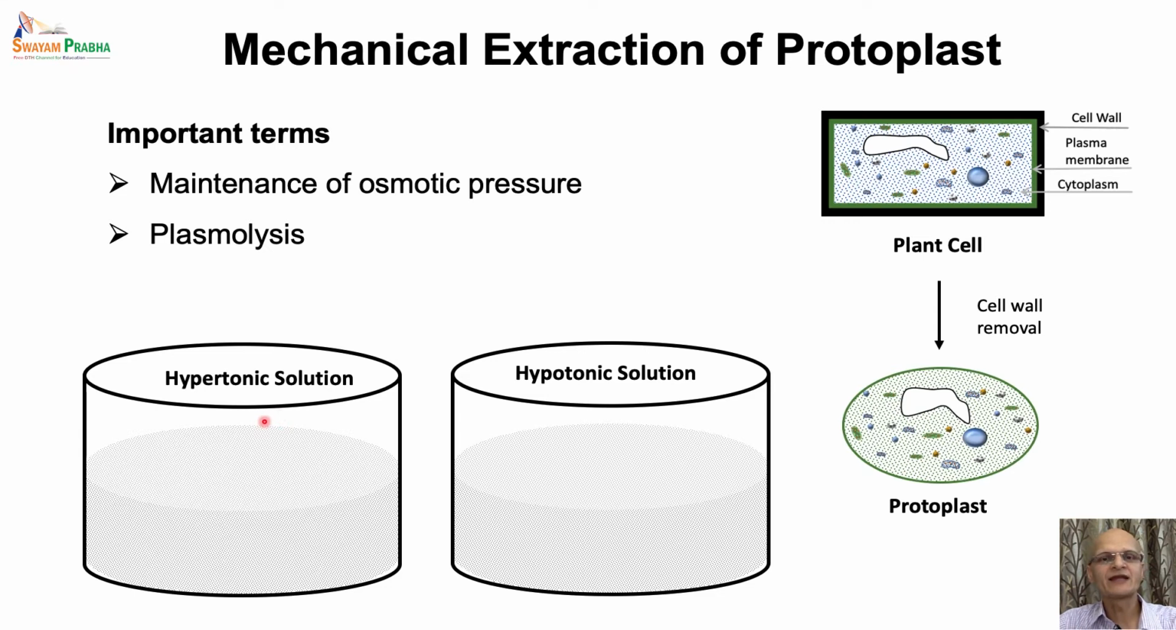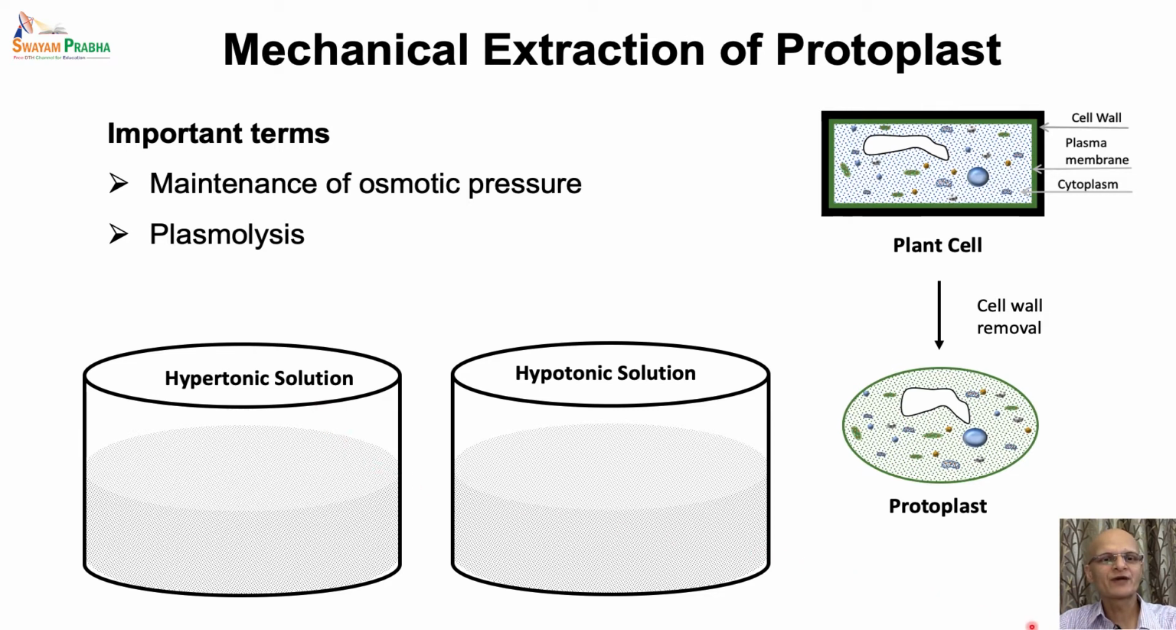Theoretically, if the concentration of the solutes or dissolved content in the solution is less than that of the cytoplasmic content, then it is called a hypotonic solution. However, if the concentration of solutes or dissolved content is higher than that of the cytoplasmic or protoplasmic content, it is called a hypertonic solution.